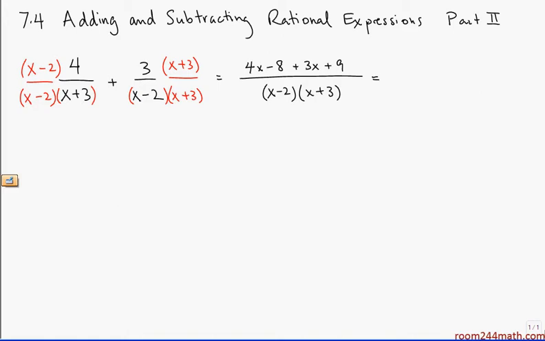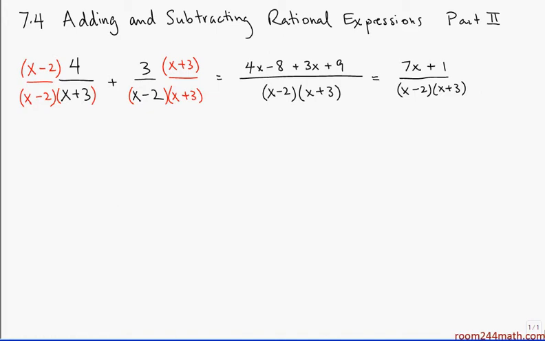And then the numerator becomes 4x plus 3x, so we collect the like terms, which is 7x. And the minus 8 plus 9 gives you plus 1, all over x minus 2, x plus 3. Now, there's nothing we can actually do with that numerator. It is already fully factored, 7x plus 1. And so we're confident that this is the final simplified answer. Sometimes you'll find that you can factor that numerator, and it'll have a common factor in the denominator, and then you'll be able to cancel them out.